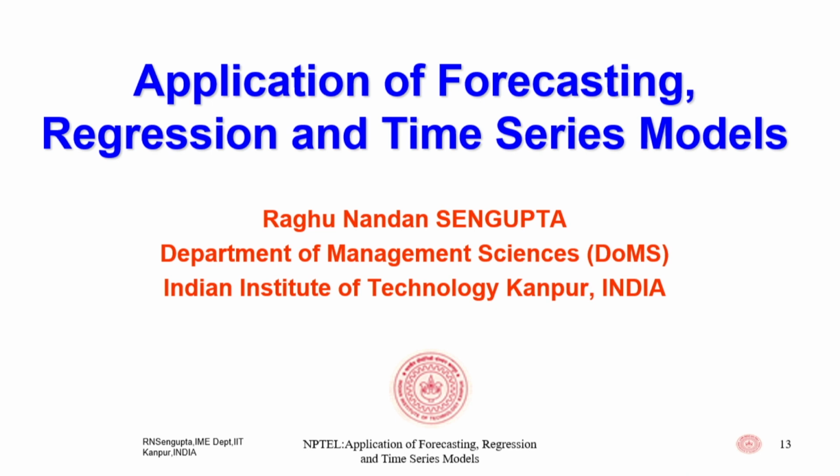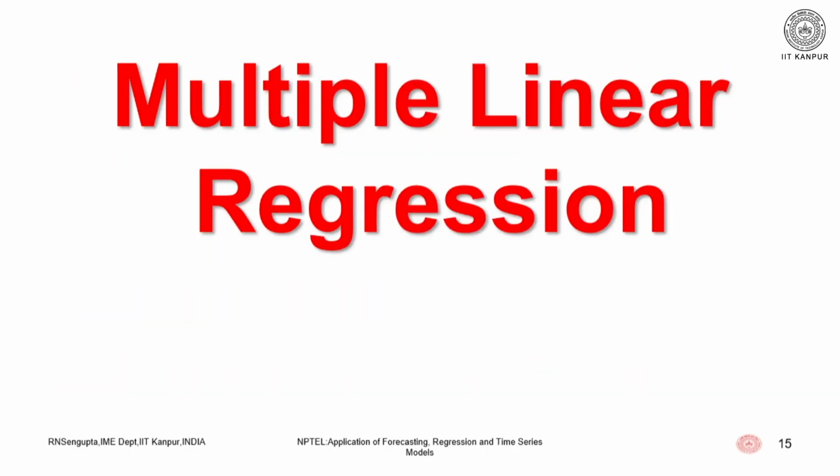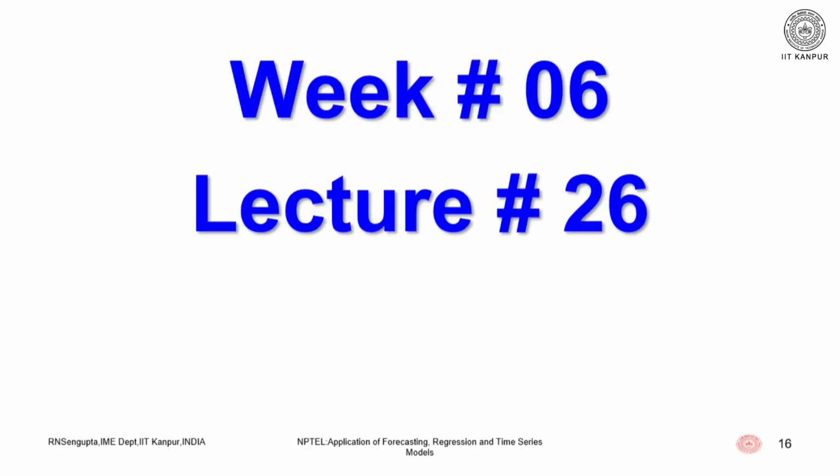So, as you know, there are three broad areas: forecasting, the second one is linear regression or regression, and the third one is time series. And we are in the second part, which is linear regression or regression models. This is week 6 and this is lecture number 26.